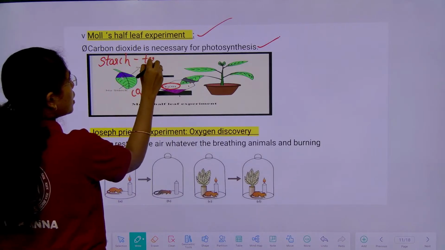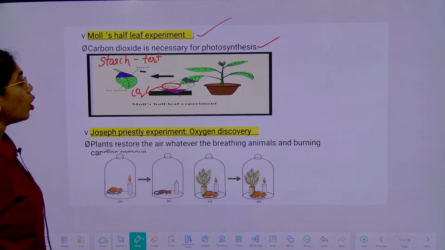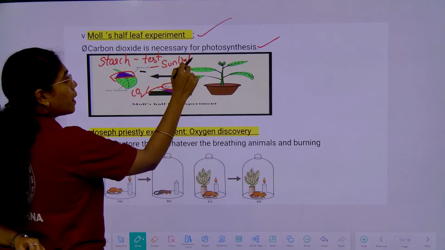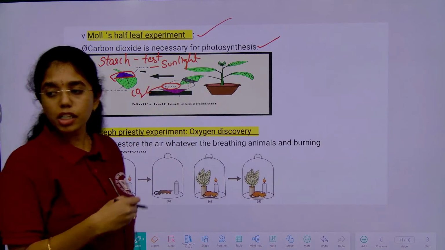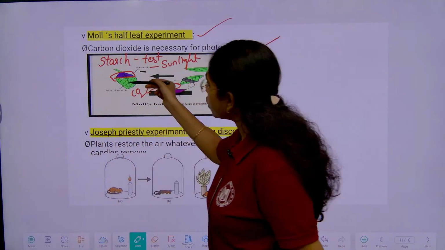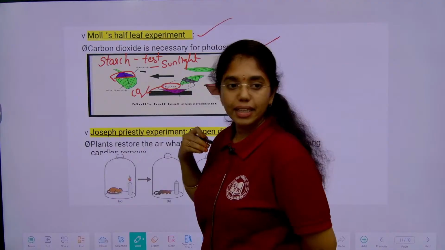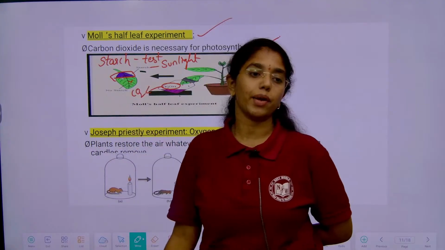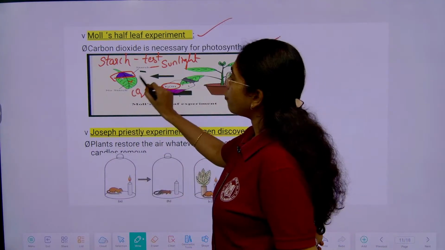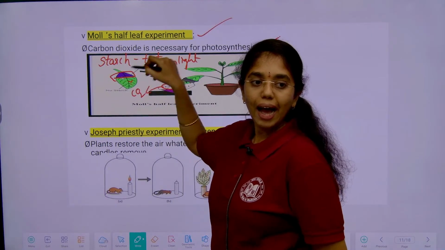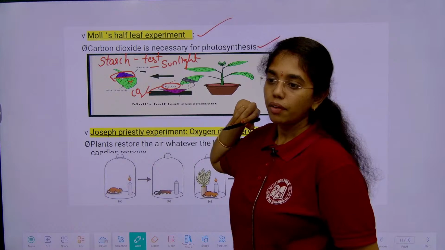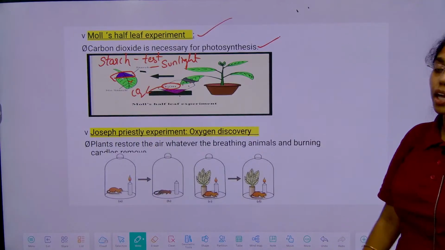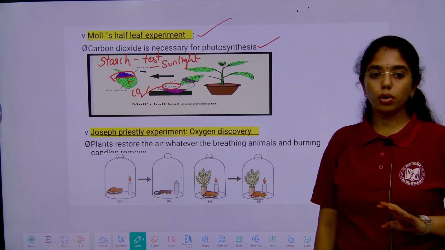After the starch test, it is proven that only the half of the leaf which is exposed to sunlight has an abundant amount of carbon dioxide and is performing photosynthesis. The leaf which is placed in the KOH solution does not have any carbon dioxide, does not perform photosynthesis, so it is not responding to what? Iodine. You will see half blue-black color and half pale color after the starch test is done, when it is placed in iodine. So with Moll's half-leaf experiment, he proved that carbon dioxide is essential for the process of photosynthesis.